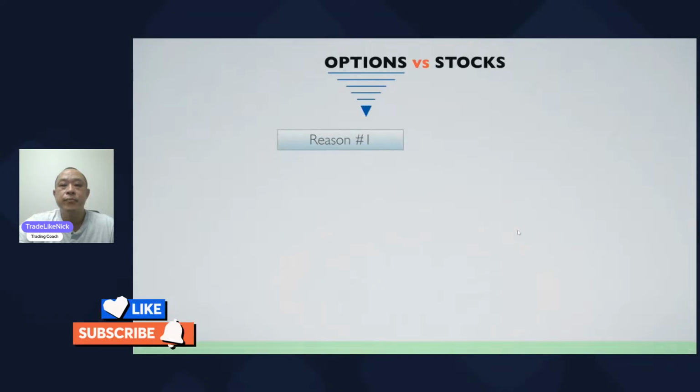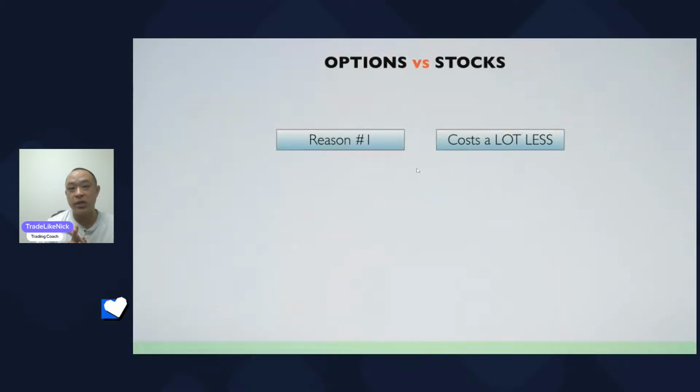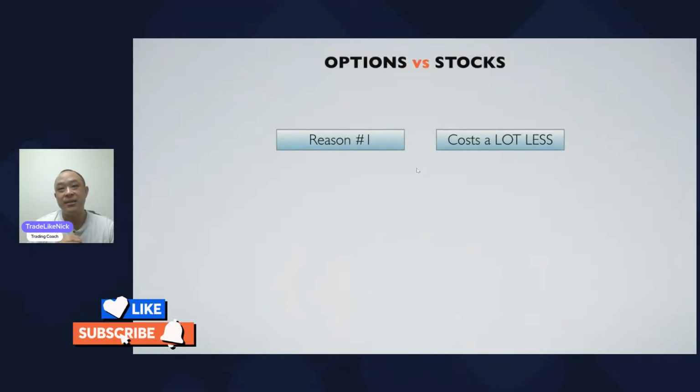The first reason is because it costs a lot less to trade options versus trading stocks. So this is what attracts most people to the options market. They get in because it's a lot cheaper. Honestly, to buy stock, you need at least like $20,000, $30,000, right? To buy a significant amount of shares that actually makes a difference in your portfolio.